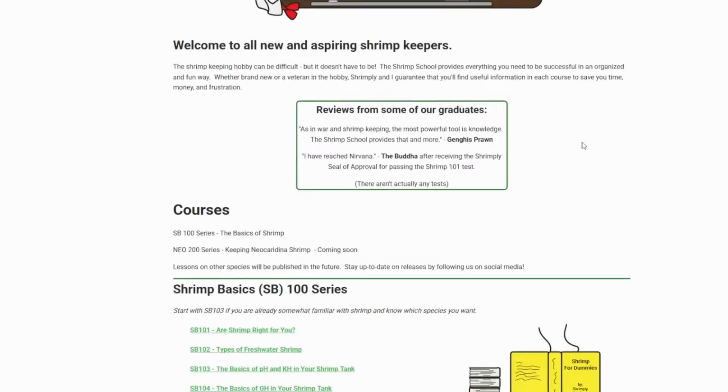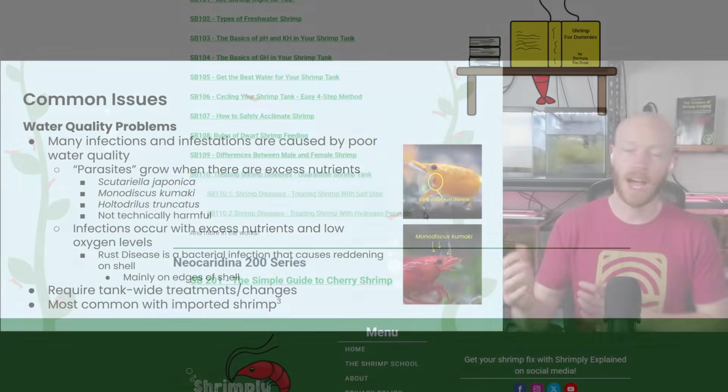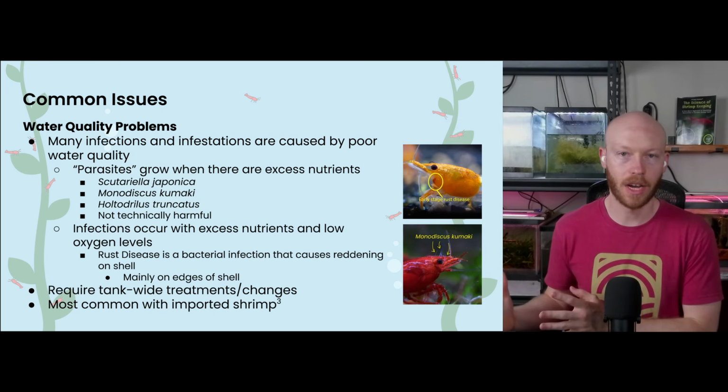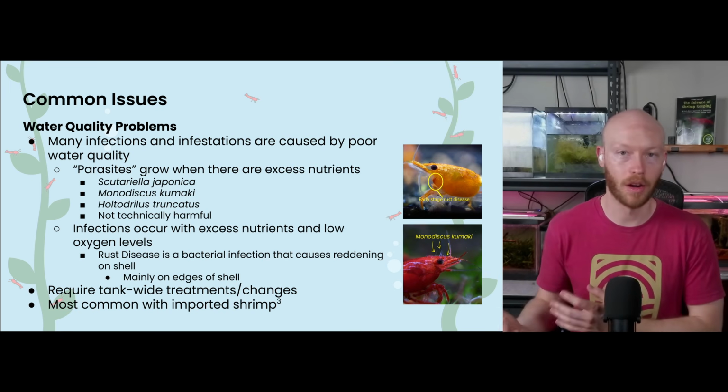Many people do choose to get rid of them, and that's fairly easy to do with a hydrogen peroxide treatment or salt dips. But I actually have Monodiscus kumaki just in my tanks and with most of my Neocaridina, and I barely ever see it. And if I do see it, then I know that there's an issue that I'm not noticing in the water parameter testing.